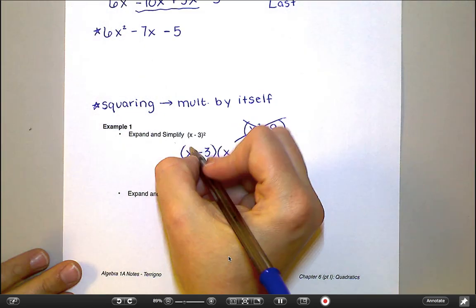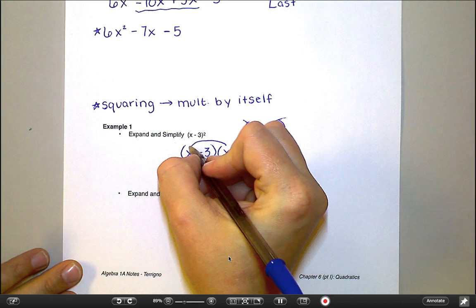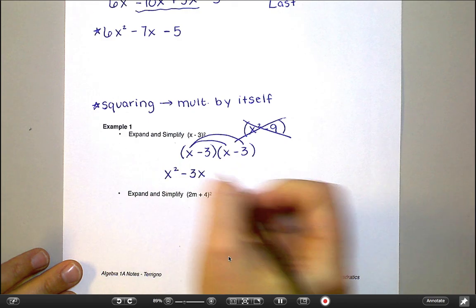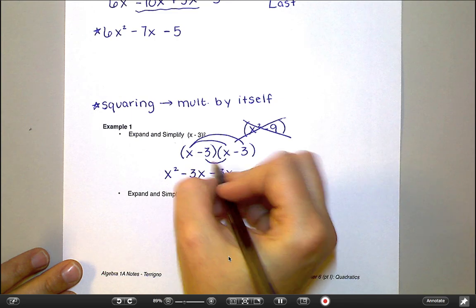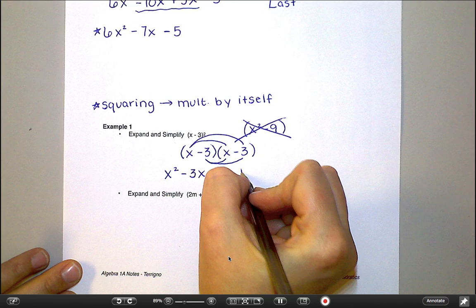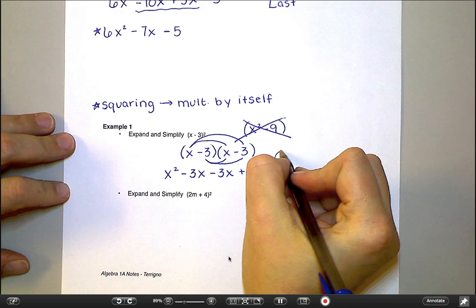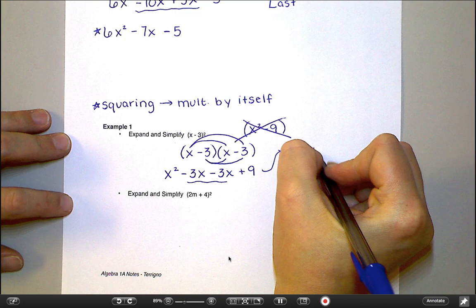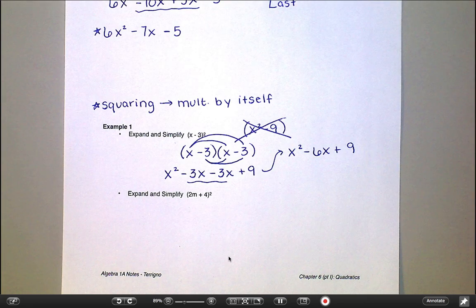Okay? So first is x times x, which is x squared. Outside would be x and negative 3, so that's negative 3x. Inside would be negative 3 times x, so that's another negative 3x. And last would be negative 3 and negative 3, which is positive 9. Okay? And when I combine my middle terms here, I end up with x squared minus 6x plus 9. Okay? And that's it. That'd be my answer for that one.